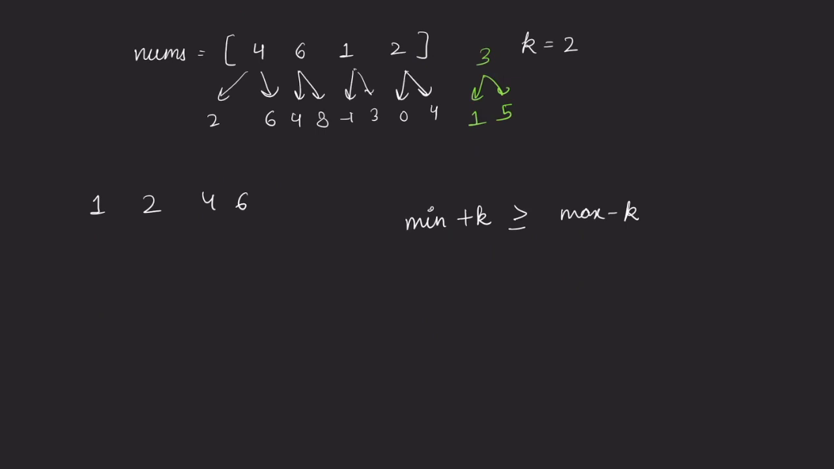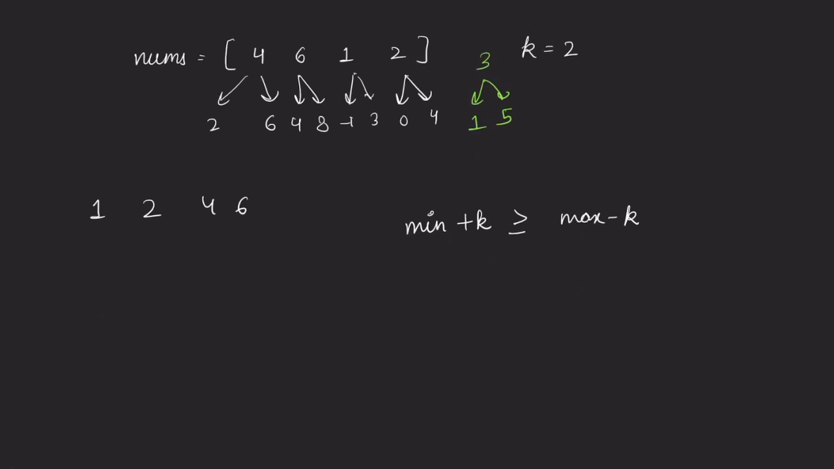As we do in a sliding window approach, we keep two pointers i and j. Initially both of them are present here, right? Now we will apply this formula. Right now the window has minimum 1 and maximum 1. So 1 plus 2 greater than or equal to 1 minus 2. So 3 is greater than or equal to minus 1. That is okay, so we can move j forward. So j comes here. Now 1 plus 2 greater than or equal to 2 minus 2, so 3 greater than or equal to 0. Yes, it is. Again, we move our j pointer forward.